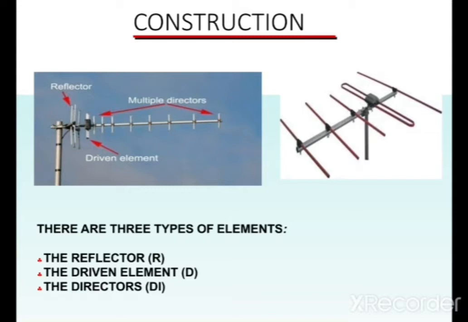Reflector, driven element and the multiple directors. Already I told that. So here there are three types of elements: one is the reflector, another is the driven element, and another one is the directors. Which one is longest? Mostly the reflector is the longest element compared to the other elements.